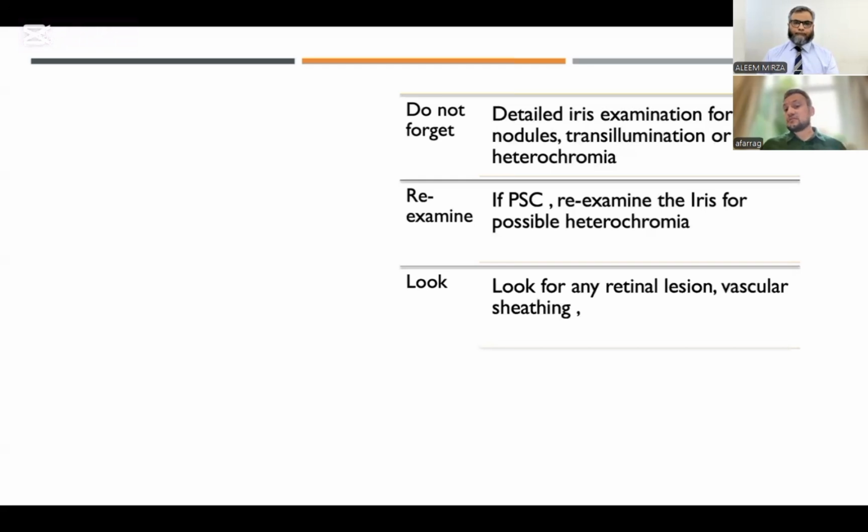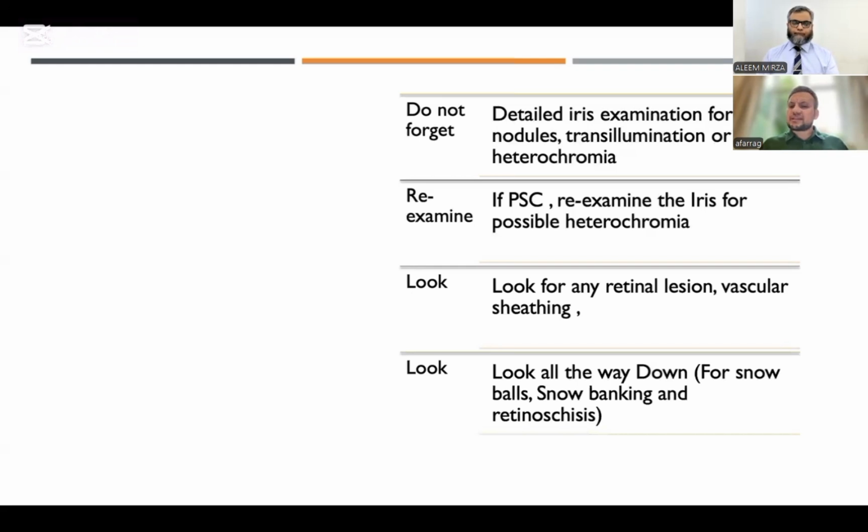And this is what I tell all my trainees whenever they attend my uveitis clinic. Look for any retinal lesion or vascular sheathing, and look all the way down for snowballs, snow banking and retinoschisis. I do it in my clinic intentionally whenever they are with me, to show them how important it is. Look down, all the way down, as much as you can, down and right, and down and left. And here you will find the snowballs and snow banking that are commonly missed by the previous examiner.